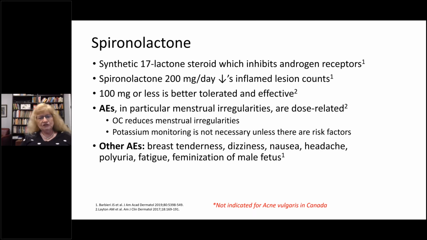The big concern is feminization of a male fetus. So the external genitalia, if they're exposed to an anti-androgen, look like feminine external genitalia, which people don't like, to have a baby boy without male genitalia.